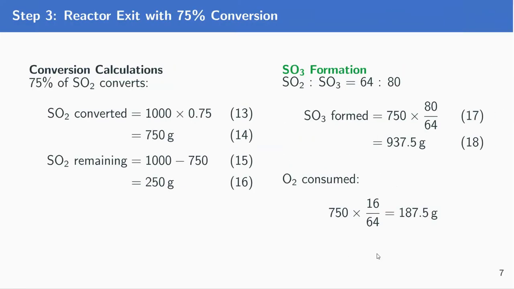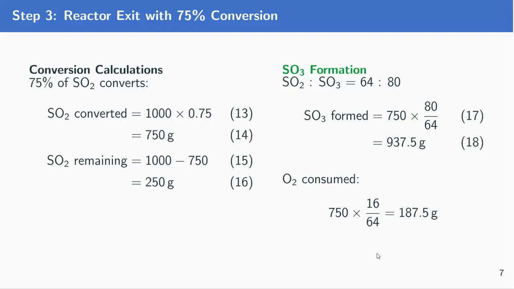Now the product gas composition. Step 3, we will analyze the reactor exit with 75% conversion. Now the conversion calculation: 75% of SO2 is actually converted. So SO2 converted means we have 1000 gram of SO2, that is 1 kg, times 0.75, so that is 750 gram. So SO2 remaining, unreacted, is 1000 minus 750, that is 250 grams.